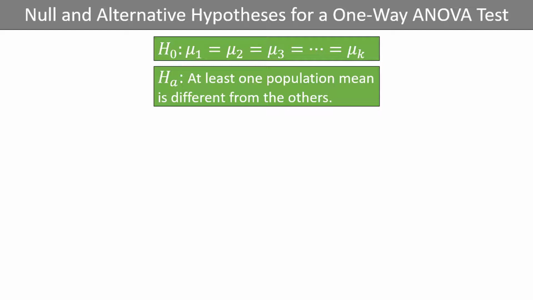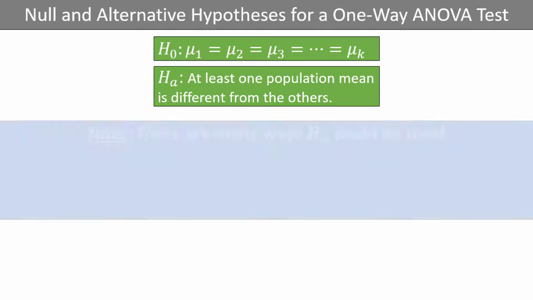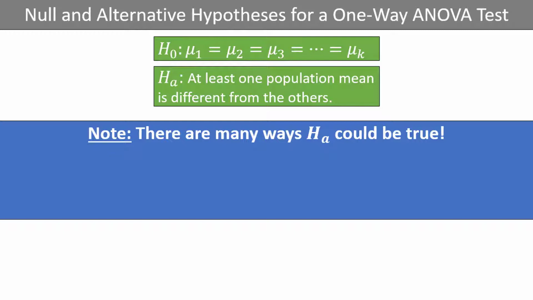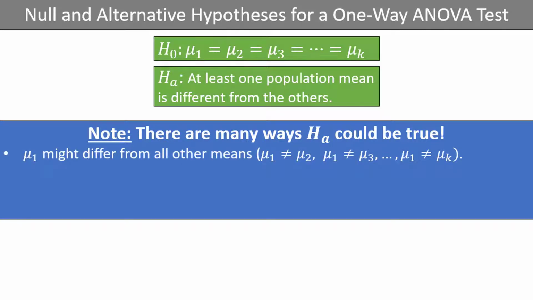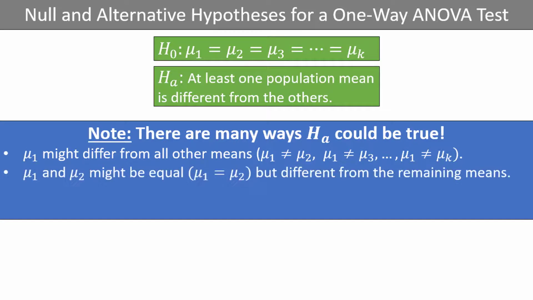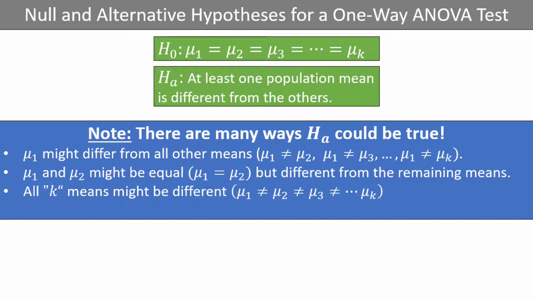Now, you might be noticing that the alternative hypothesis really isn't all that informative. There are many different ways that the alternative hypothesis could be true. Mean 1 could be different from all the other means. Or, mean 1 and mean 2 might be equal, but different from the remaining means. Or, perhaps all k means are different from each other.